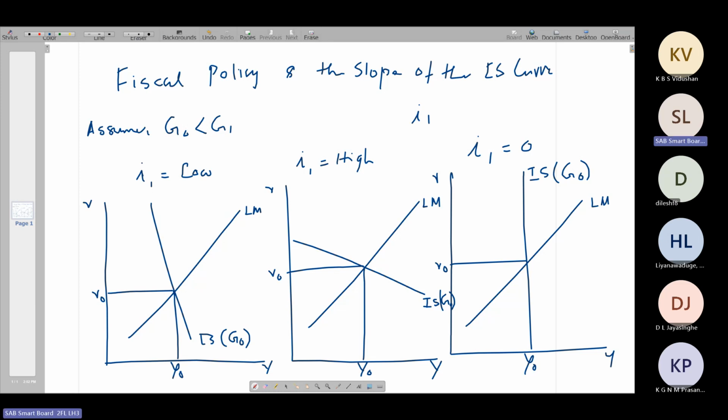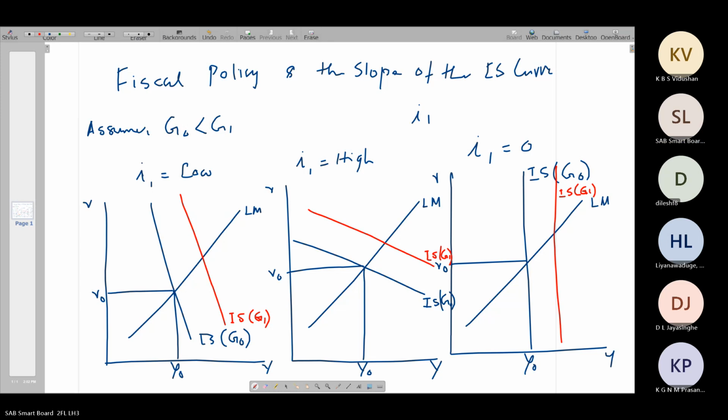Right? Now this is the initial situation. Now we implement the fiscal policy, right? Government raises expenditure from G0 to G1. That affects the IS curve. IS curve shifts to the right. Right? Parallelly, you can shift the IS curve to the right, IS G1.